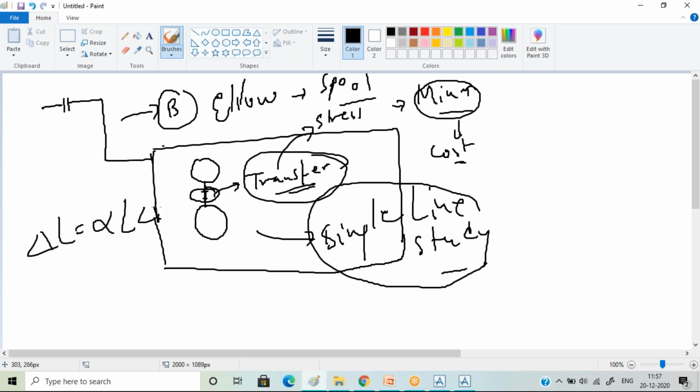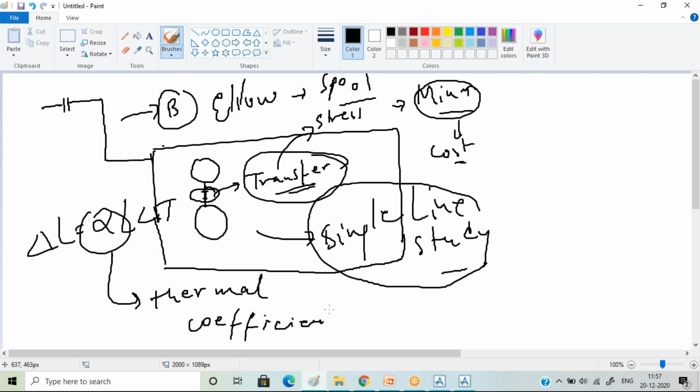Alpha into L into delta T. So what does this alpha stand for? Thermal coefficient, or you say your expansion coefficient? And what does this depend on? It depends on your material.